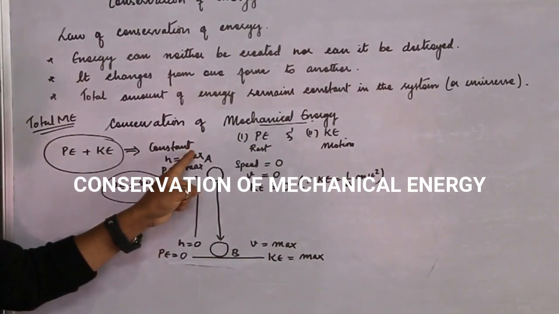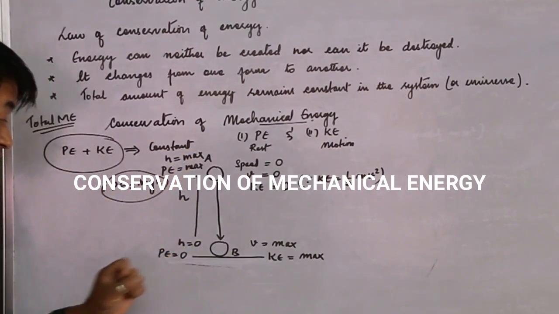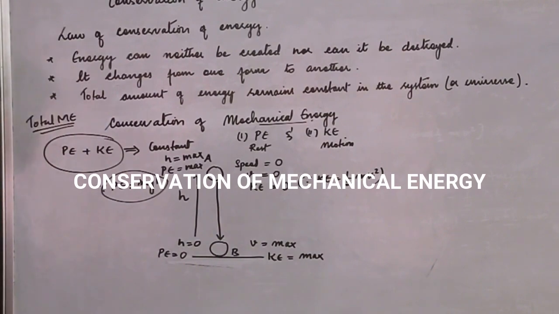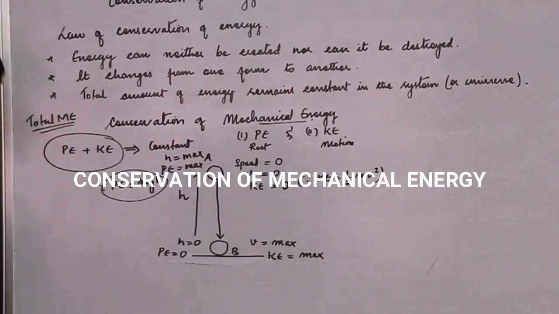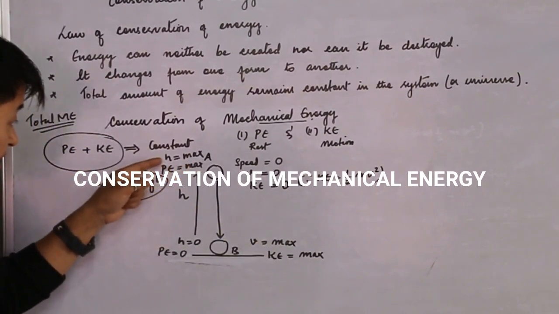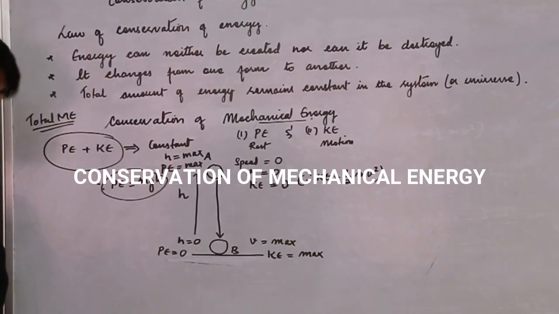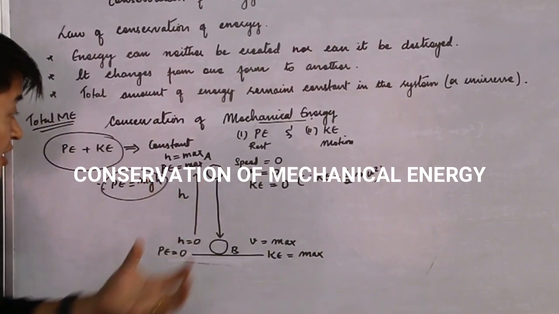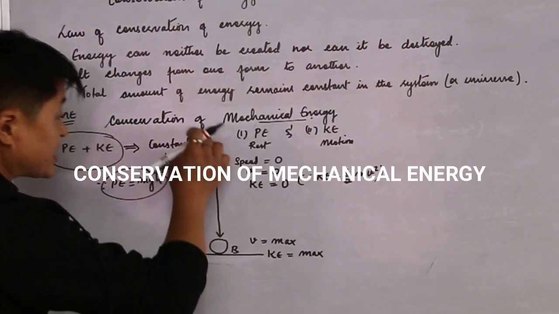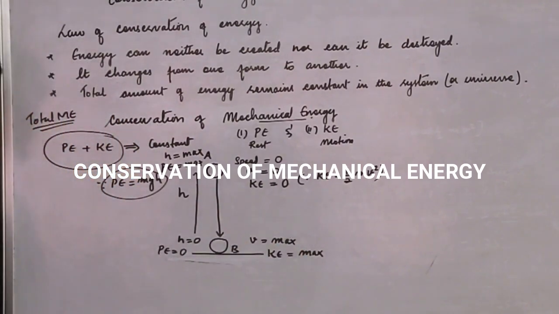So when the height is maximum, potential energy is maximum. When the height is 0, potential energy is 0. So when the velocity increases, kinetic energy increases. Here, if you see, potential energy is maximum here, and 0 here. So where did this potential energy go? Here this maximum potential energy is changing into the kinetic energy.